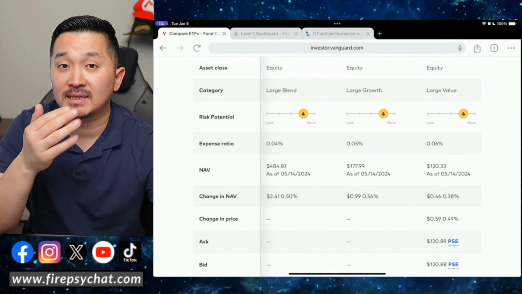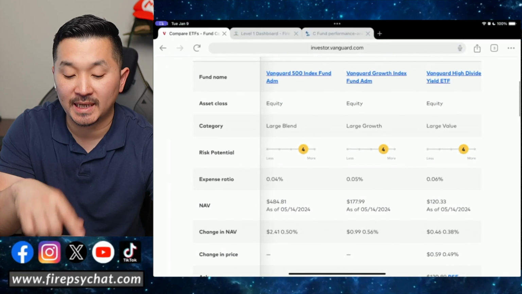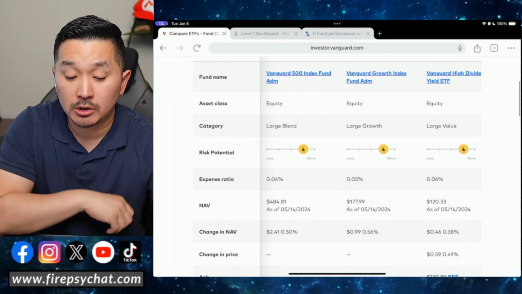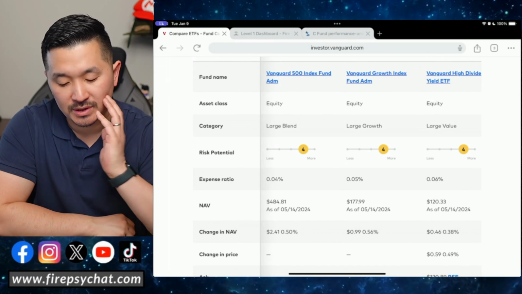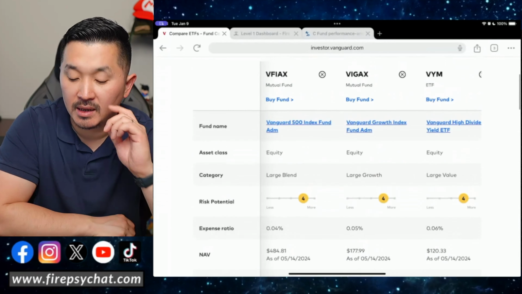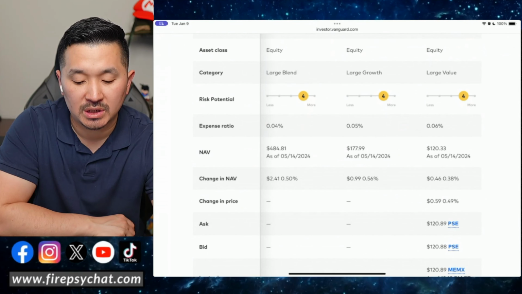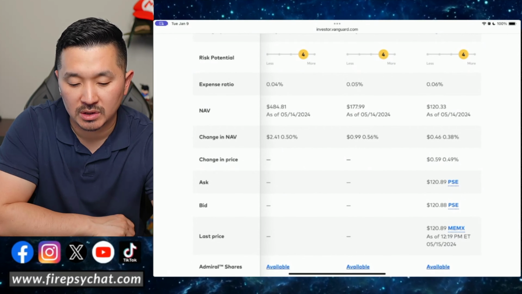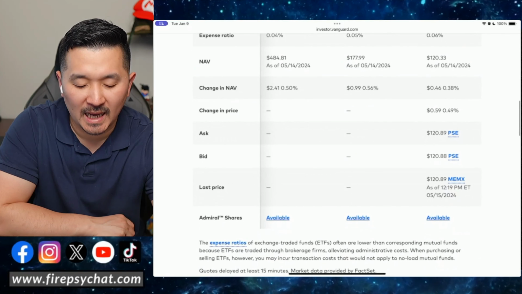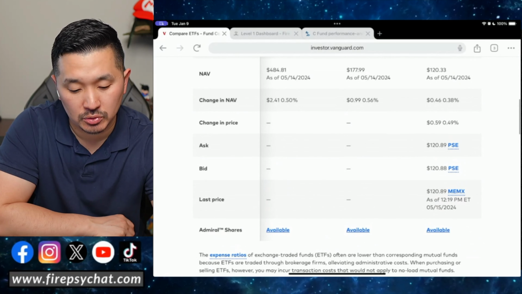And NAV is net asset value. So right now, the S&P 500 is trading at $484 per share, and then $177 a share for the VIGAX, and then VYM is trading at $120 a share. Now it shows the change in NAV. That's just telling you what the changes are in the last day or so. Ask and bid, you're only going to see that with ETFs because they're just like individual stocks.